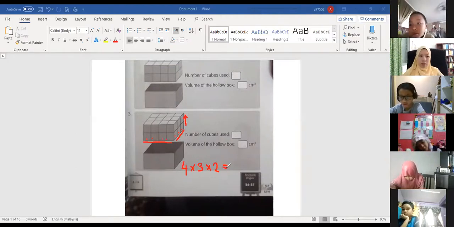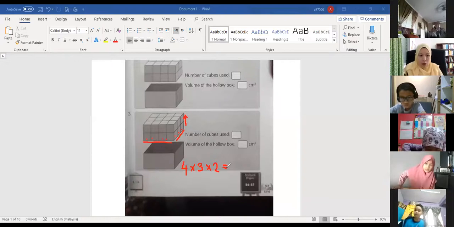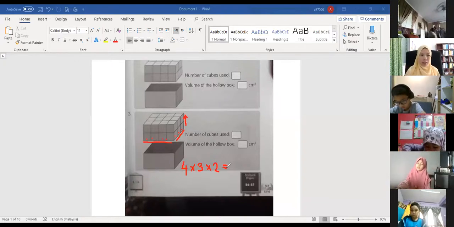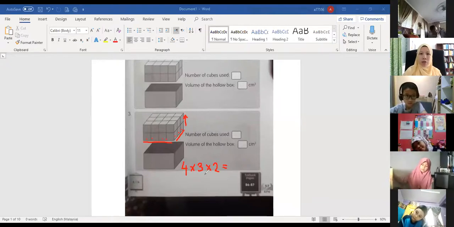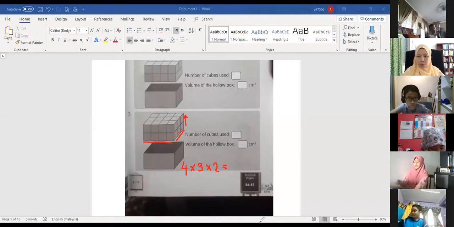Okay. Betul. Rania. Okay, good. You give me the correct answer. Oh, Rania, your unit is incorrect. CM cube. CM 3 bukan CM 2. Sebab ada 3 kali awak darab, you have to put 3 times. Okay. I will send your answer in the group chat.